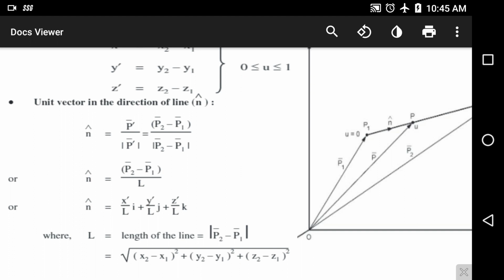In the next video lecture, we are going to solve numericals on the parametric representation of the line, and also we are going to derive the parametric equation of a circle and solve numericals on the same. Thank you very much.